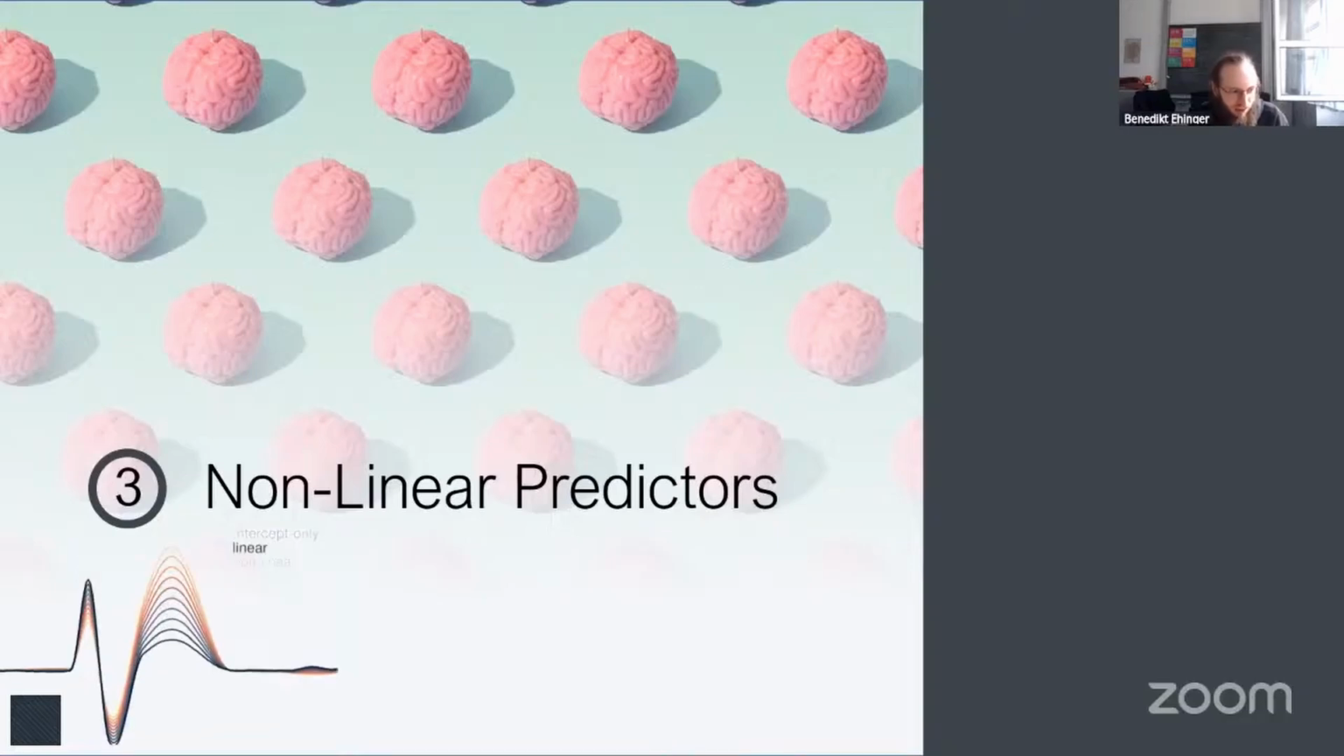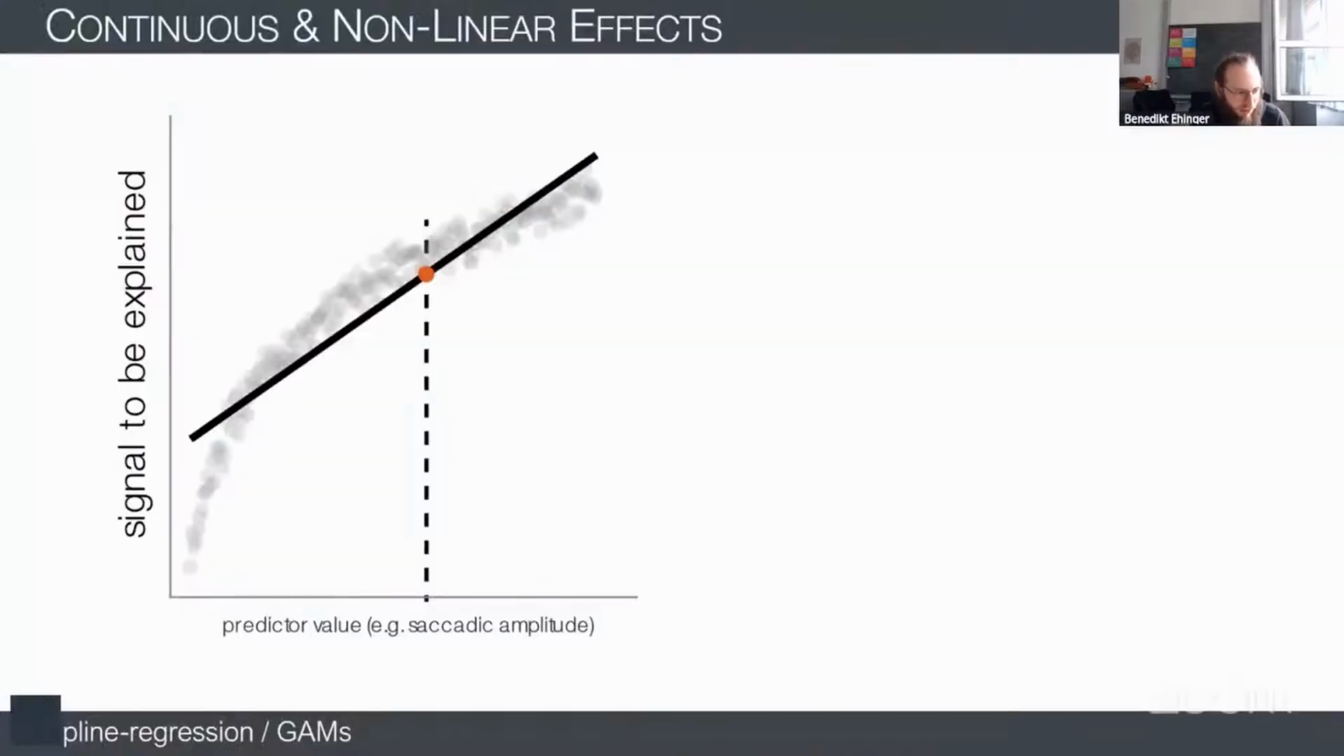And we will start next with making the straight lines that we had so far, these straight regression lines, bent a little bit, right? Okay, let's imagine you have a scenario again where we look at a single time point, because it's always easier to think of single time points. And you have some kind of predictor value, let's say saccade amplitude or brightness, contrast, whatever you fancy, depending on which field you come from. And this is the signal to be explained, so that could be the P100, for instance.